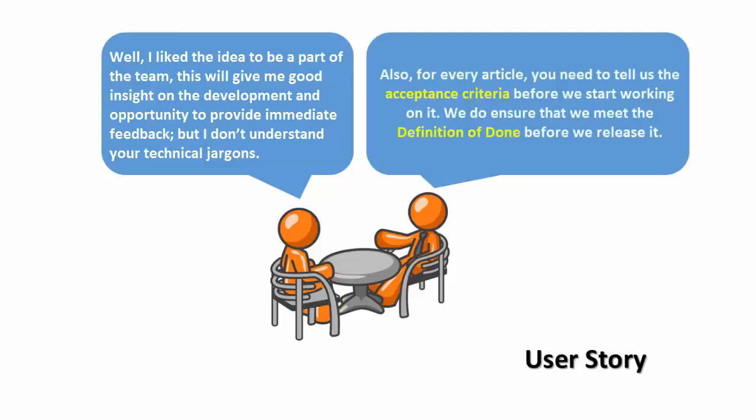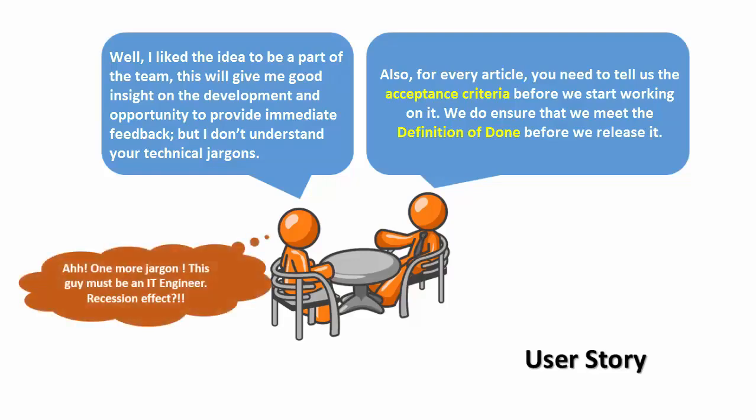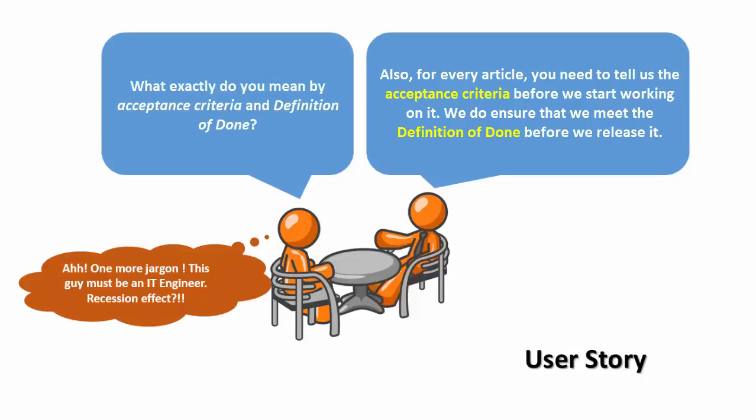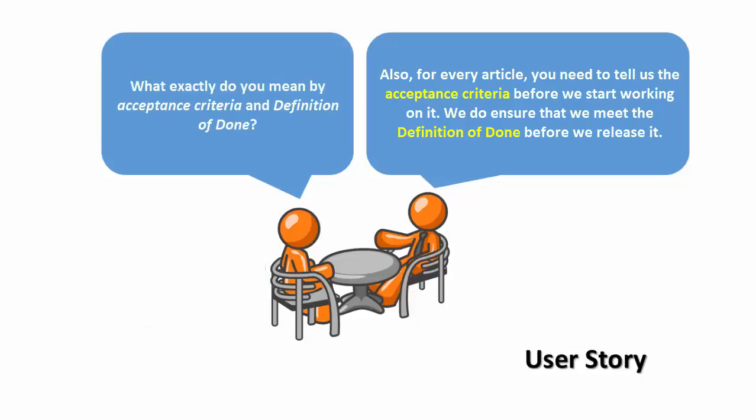Also, for every article you need to tell us the acceptance criteria before we start working on it. We do ensure that we meet the definition of done before we release it. One more jargon. This guy must be an IT engineer. What exactly do you mean by acceptance criteria and definition of done?